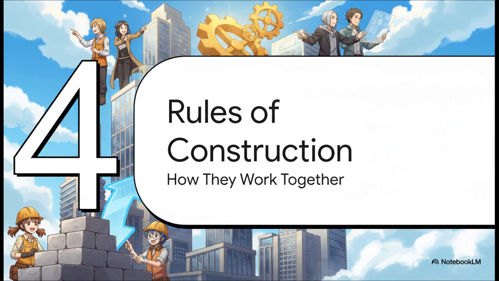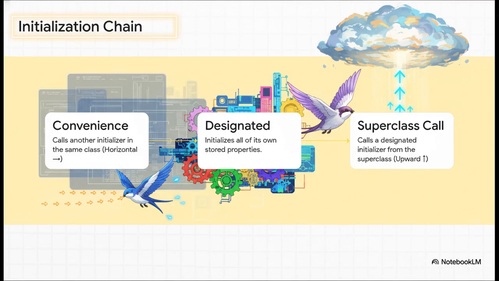Okay, we have our foundational builders and our helpful shortcuts, but how do they all work together, especially when you have classes inheriting from other classes? This is where Swift's strict but brilliant rules of construction come into play. And it all boils down to this two-directional flow. A convenience init always passes the baton horizontally to another initializer in its own class. Once a designated init gets the baton, it finishes its own setup, and then it must call upwards to its superclass. Just remember this: sideways, then up. That's the rule that makes it all work.